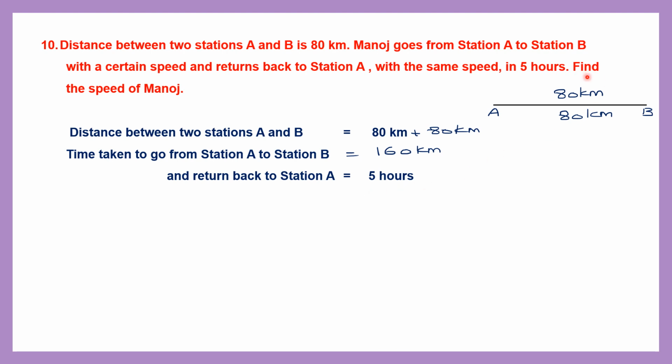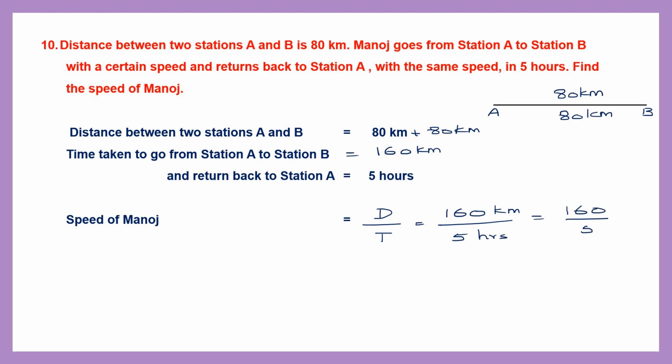Now what are we asked to find? Find the speed of Manoj. So what is the speed of Manoj? We can use the formula speed is equal to distance by time. So now distance we have found out to be 160 kilometers and time is 5 hours. So now let's divide 160 by 5.